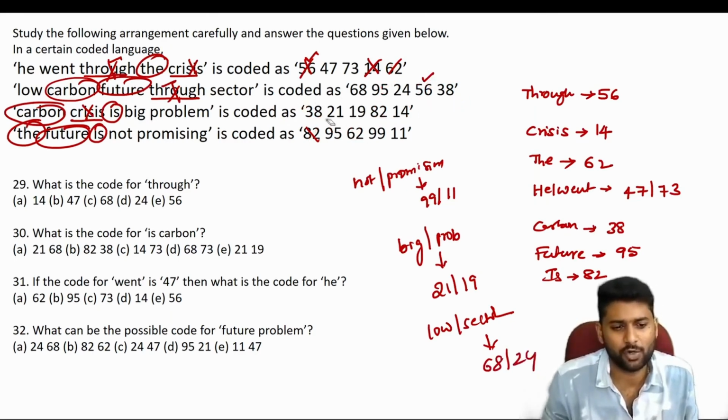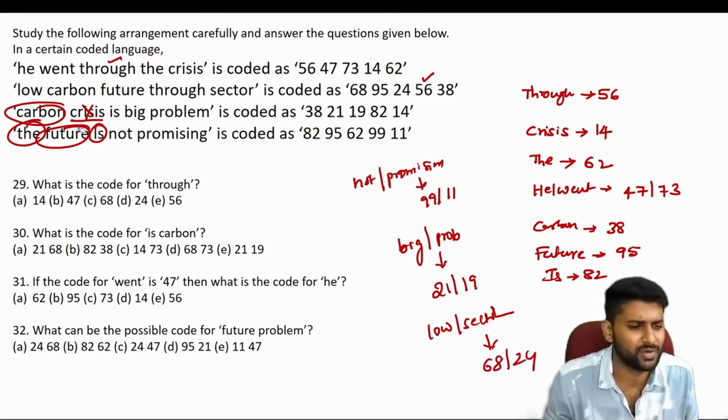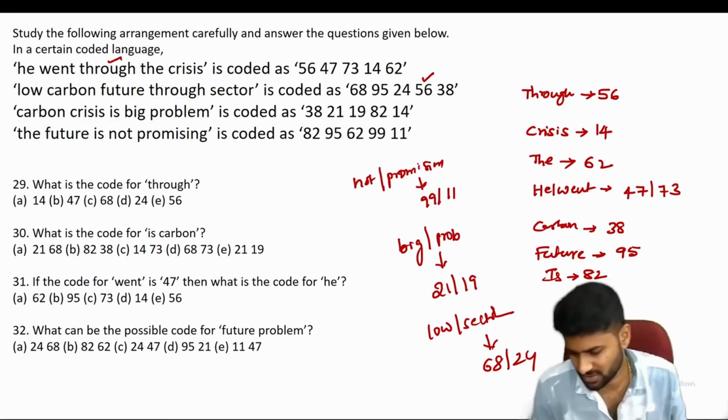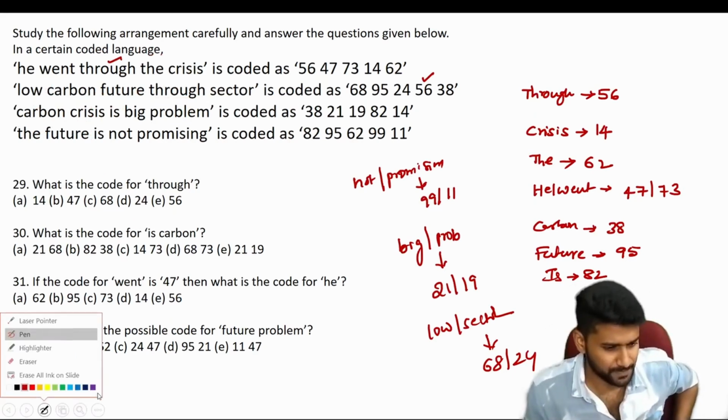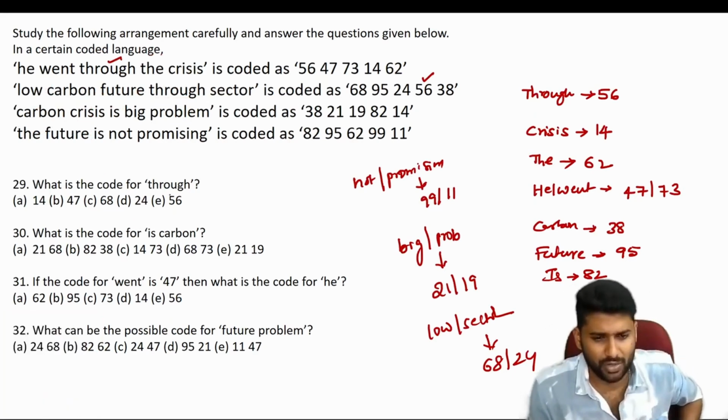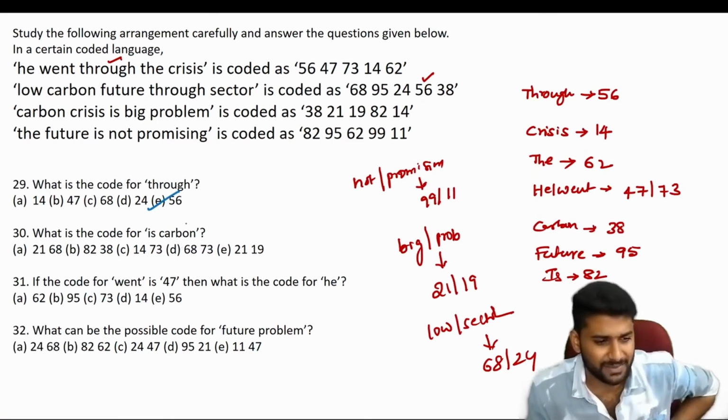Once you identify the code language for each and every word, then you can answer these 5 different questions. Now go through the questions here. What is the code language for through? 56. Another question: what is the code for is carbon? What about carbon here? Carbon is 38. What about is? Is is 82.